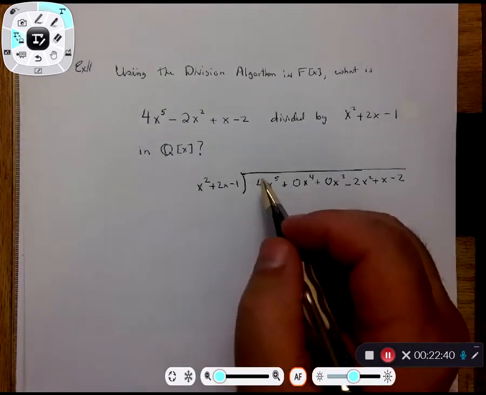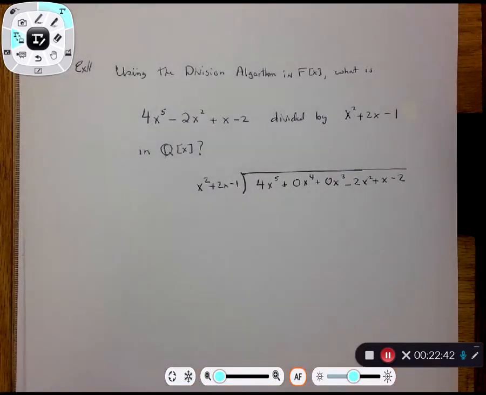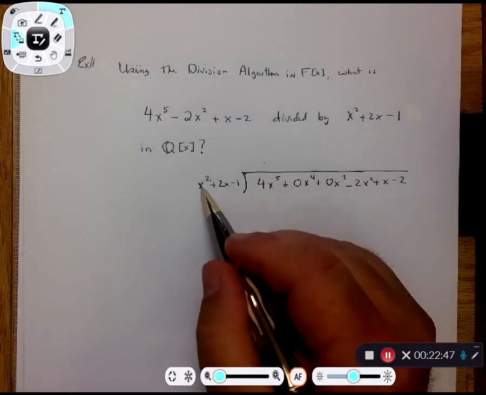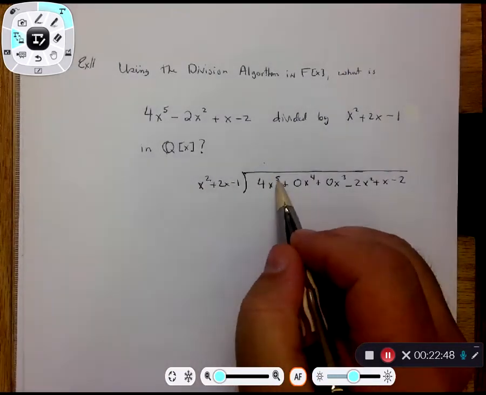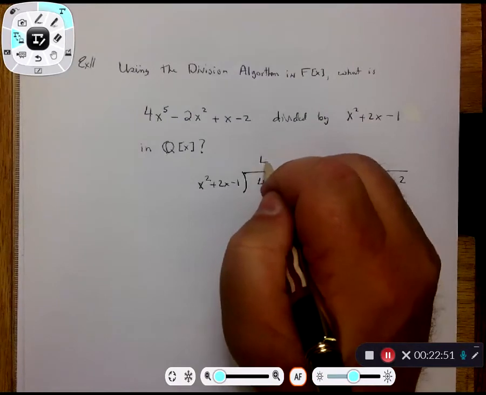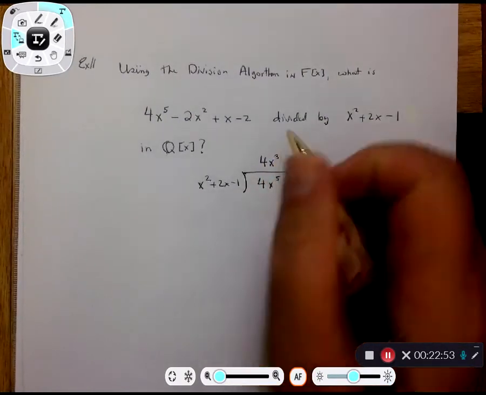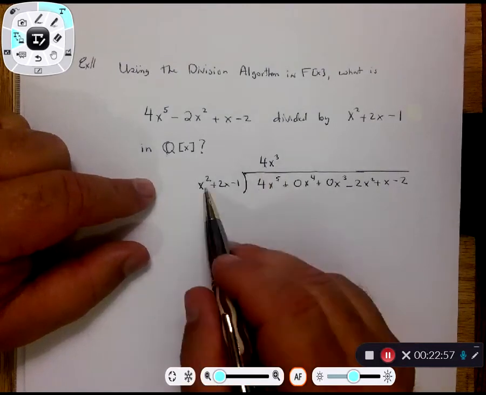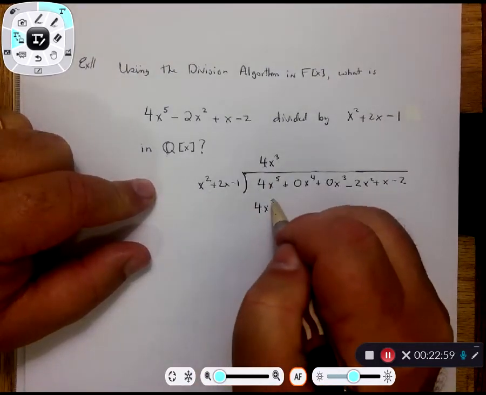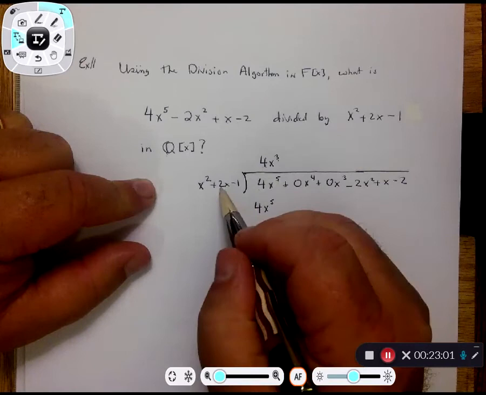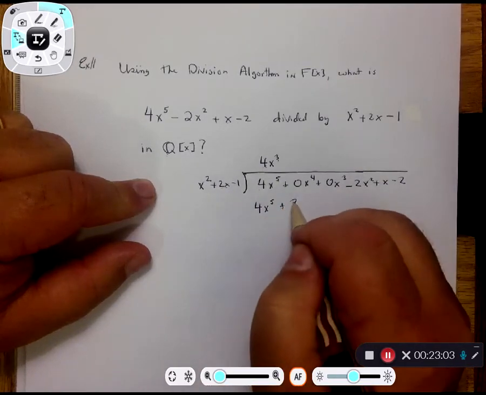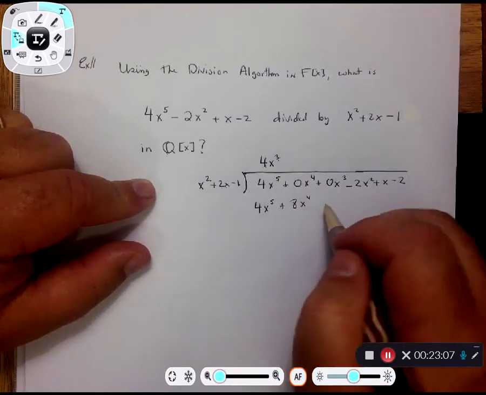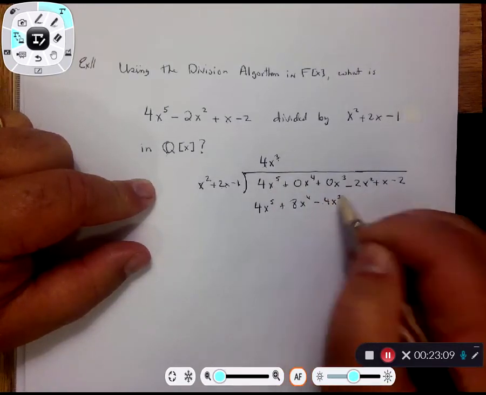Now let's play the game. We're talking about rationals, so we can play with fractions, but I gave you some nice numbers here. What times x squared is going to be 4x to the 5th? That's going to be 4x cubed. And once you've identified, you multiply through, you distribute. 4x cubed times x squared is 4x to the 5th. 4x cubed times 2x would be plus 8x to the 4th. 4x cubed times a minus 1 is a minus 4x cubed.